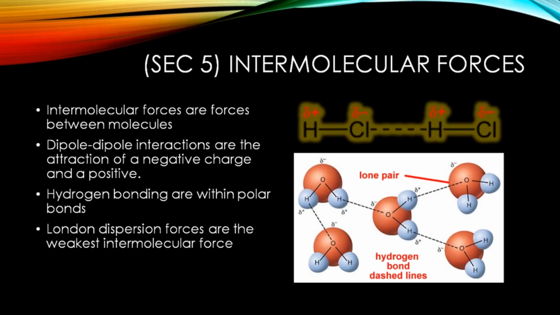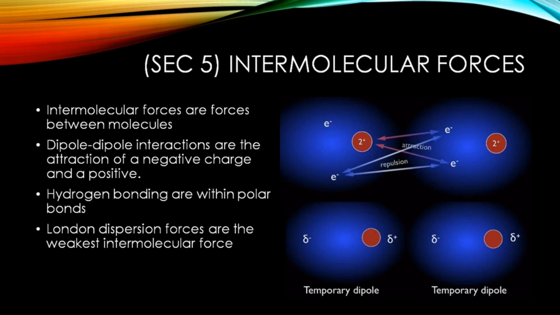London dispersion forces are found in all molecules. They are caused by uneven distribution of electrons, which causes a temporary dipole. Without these forces, we wouldn't be able to have noble gases in a liquid state. If we take a look at 2 helium atoms, the negative charged electrons from one helium atom are attracted to the positive charged protons within the other.